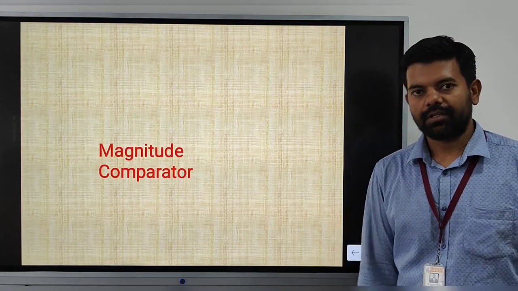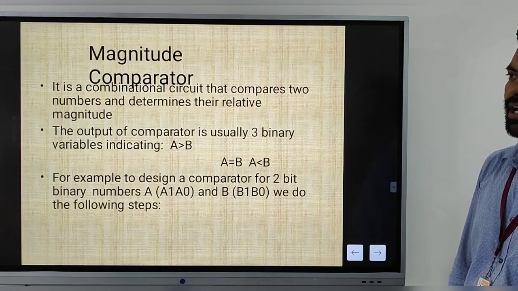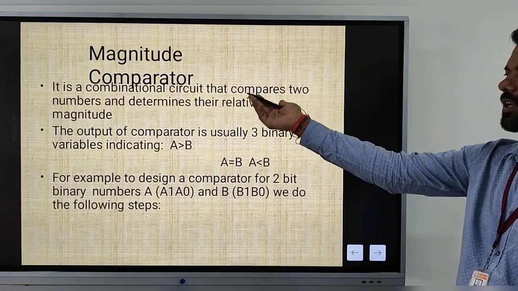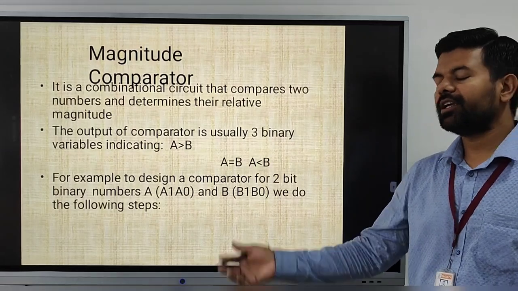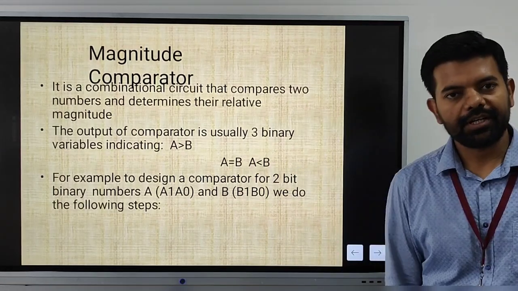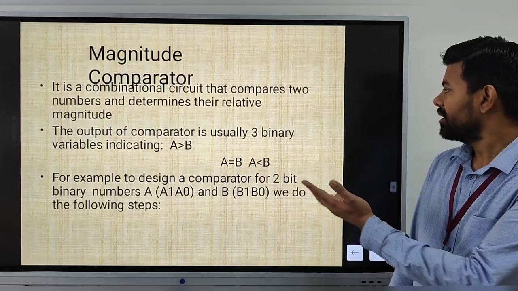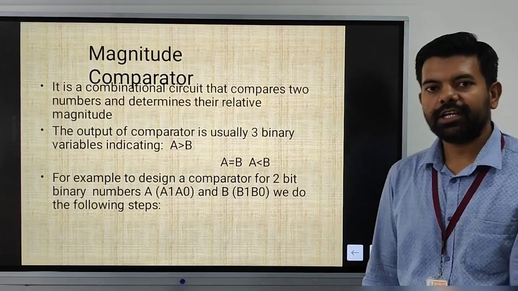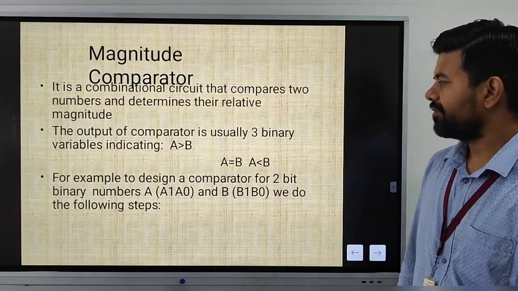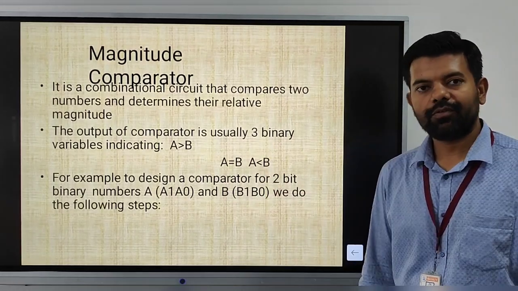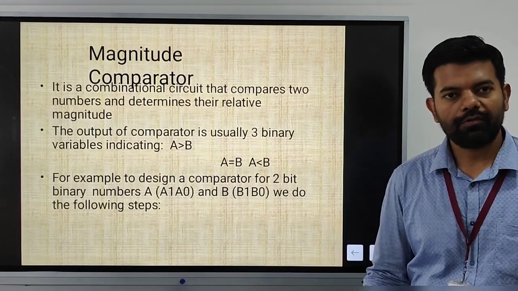the magnitude comparator. The magnitude comparator is a combinational circuit that compares two numbers and determines their relative magnitudes. The output of the comparator is usually three binary variables indicating A is greater than B, A equals B, or A is smaller than B. For example, to design a comparator for 2-bit numbers A and B, we do the following steps.